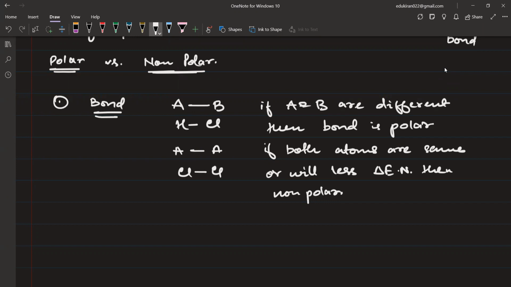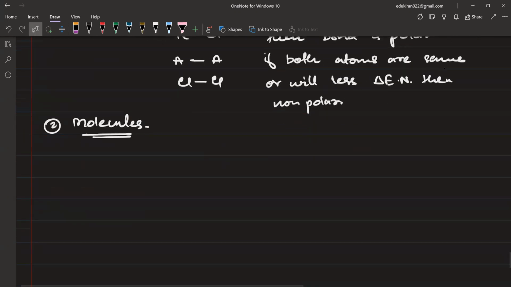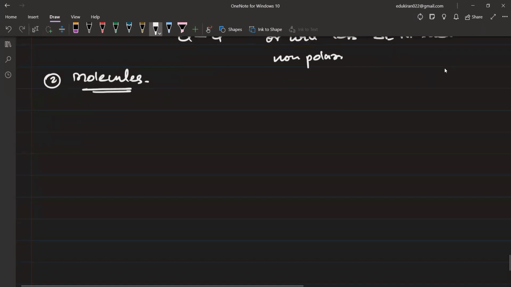Now let us talk about the molecules which are polar. Now in molecules, what type of molecules can be polar? For example, you have a water molecule. Now in this water molecule, both bonds are polar, and here you have delta negative, delta positive, and delta positive like this. That is why you are going to have this type of polarity.